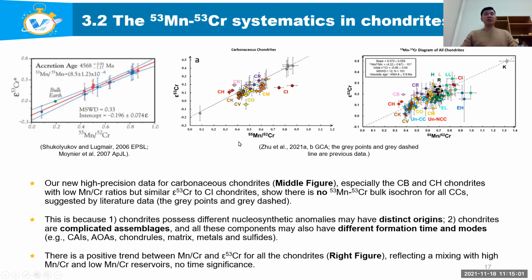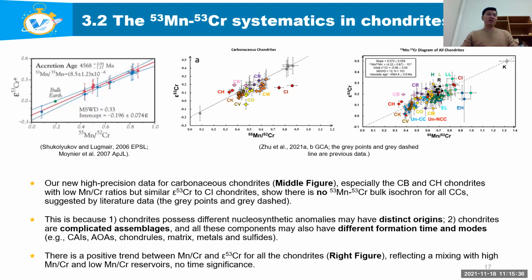And then I did a panorama of chondrites, and I found the CB are not as low as the previous data suggest. And in the middle figure, I see just the colorful circles, and there is no manganese-chromium isochron for all the carbonaceous chondrites. And I think this is because chondrites possess different nucleosynthetic anomalies, so they may have different origins.